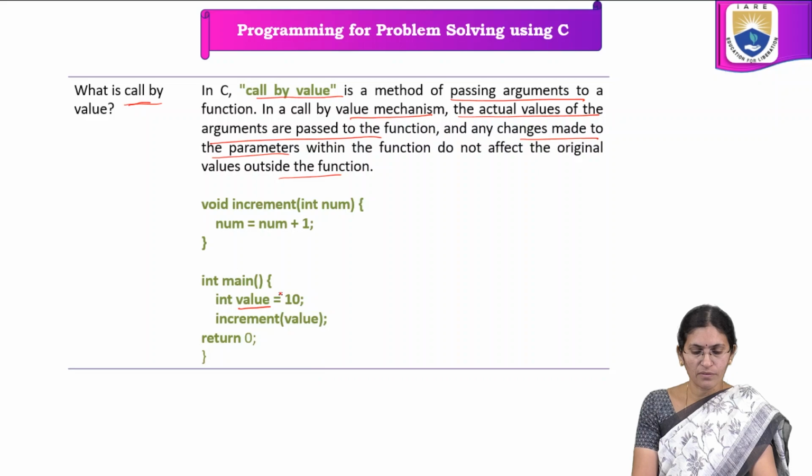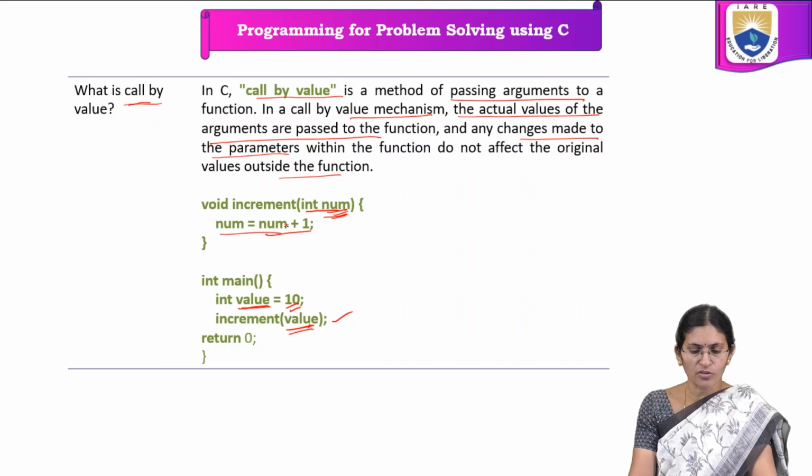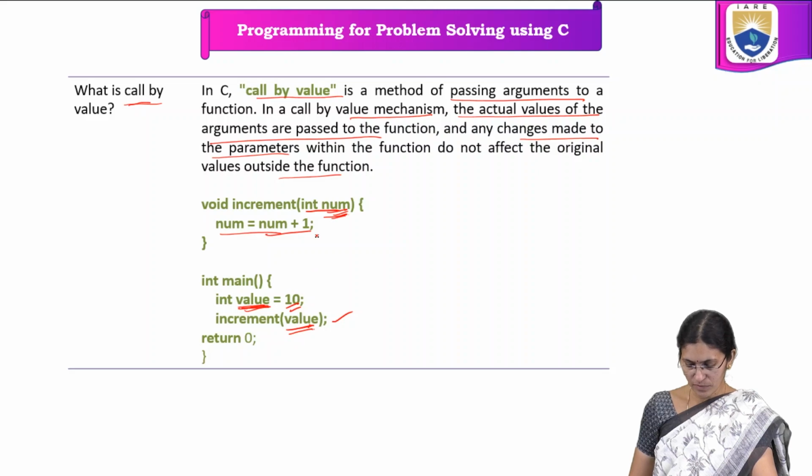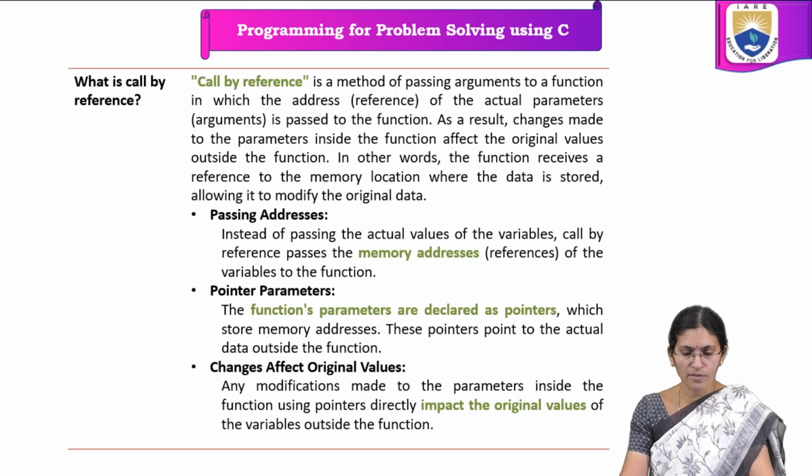For example, consider this. Here we have defined an integer variable value and we are passing this. This is the actual parameter and these are the formal parameters. This value is copied to the variable num. So a copy of this is maintained here. These are two different copies. 10 is stored in the variable value and also 10 is stored in the variable num. If you make any changes to the variable num, it will not be reflected in the variable value. That is the concept of call by value, the method of passing arguments.